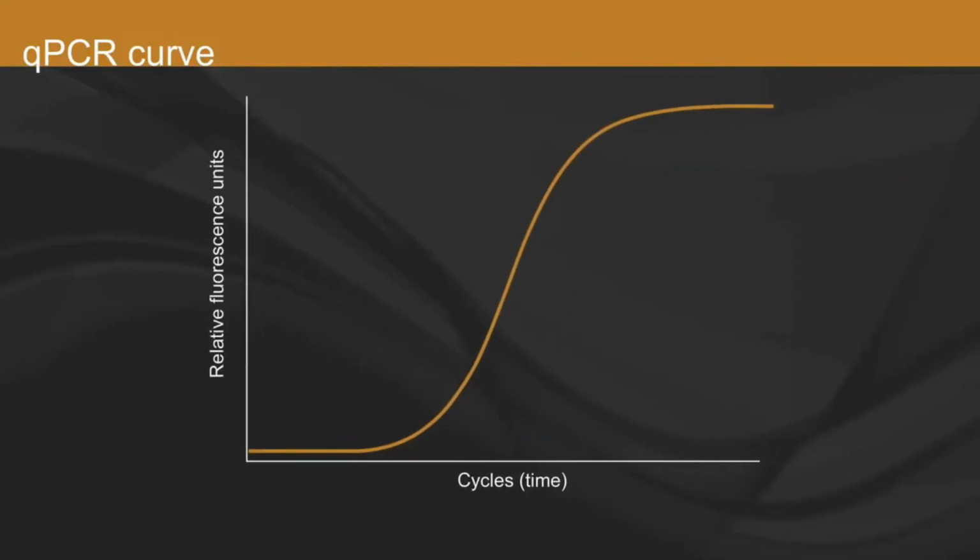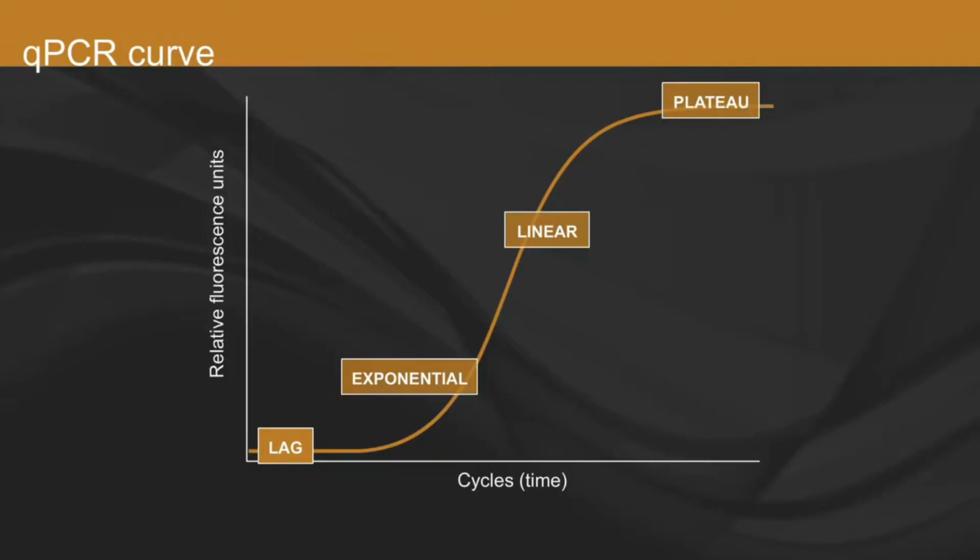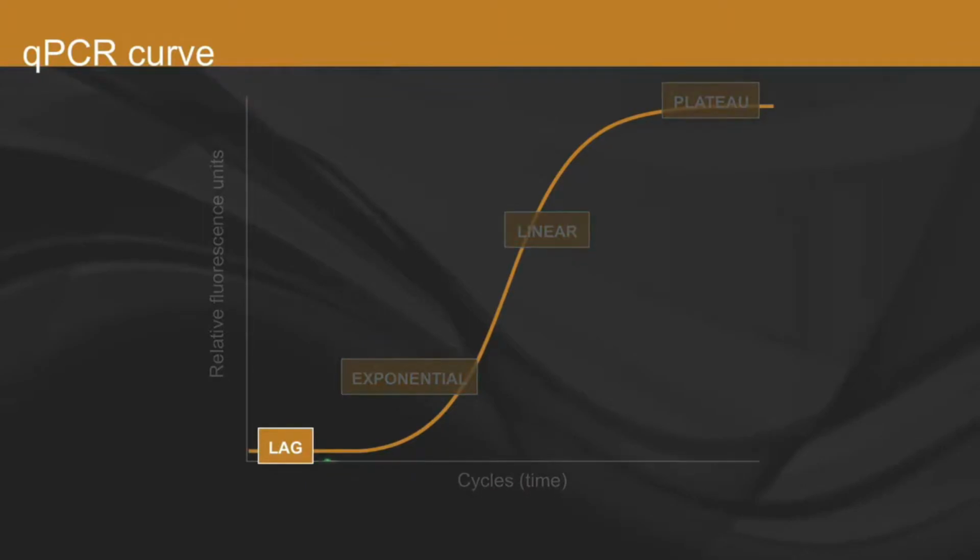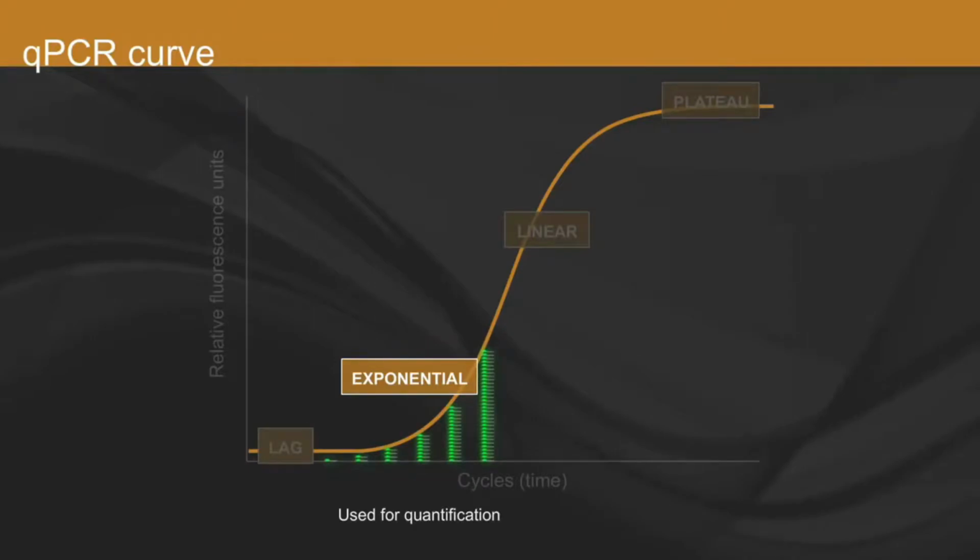There are 4 distinct phases within the amplification curve: lag, exponential, linear, and plateau. During the lag phase, amplification occurs, but the signal is not strong enough to be detected above background. The exponential phase is used for quantification because it produces a fluorescent signal measurable over background and contains an abundance of reaction components, permitting a detectable doubling event at every PCR cycle.